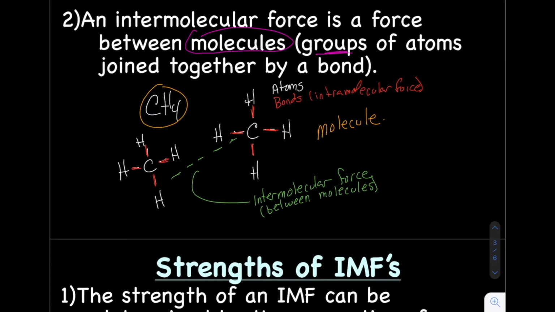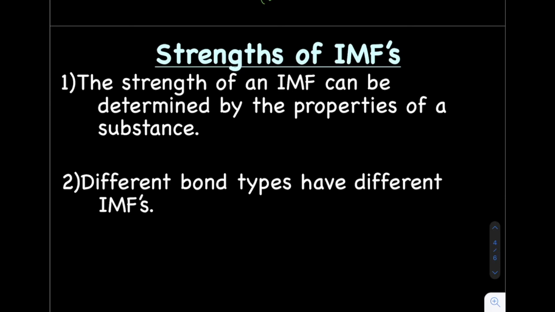Let's start our discussion on the strengths of IMFs here. The strength of an IMF, how strong that force is, just like when we talked about intramolecular forces, ionic, covalent, metallic, those bonds had different strengths. It turns out intermolecular forces, which you can think of as connections between molecules, also have different strengths. And one way to figure out the strength of an IMF is by looking at the properties of a substance, like melting point, boiling point, things like that.